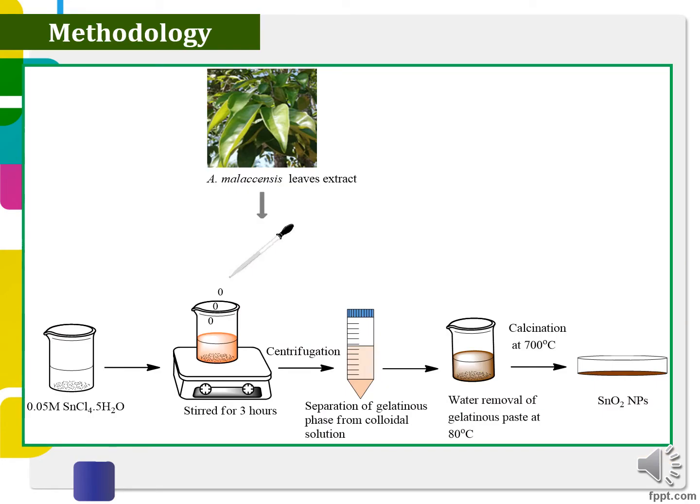The methodology involves several steps. The aqueous solution of the leaf extract was added to the tin chloride pentahydrate, which acts as the salt precursor solution, and it was stirred for 3 hours. Later, it was brought to a centrifugation process, whereby a gelatinous solution was separated. Then the gelatinous solution was dried to remove the water content. The last step is the calcination process, carried out at 700 degrees C, that gives tin oxide nanoparticle as the outcome.